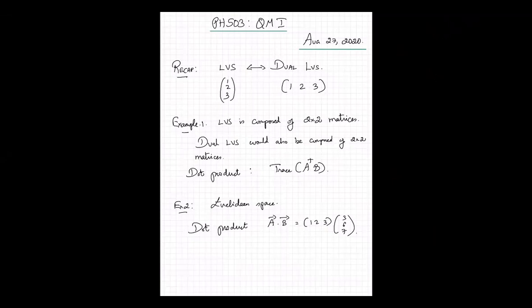In the first example, notice that the dual LVS is also composed of 2 by 2 matrices. Of course, you have to take the Hermitian conjugate to define the dot product, but they are also 2 by 2 matrices. So every single 2 by 2 matrix that lives in the LVS is also the exact same matrix that lives in the dual LVS. Linear vector spaces in which the objects in the linear vector space and the dual vector space are the same are called self-dual.